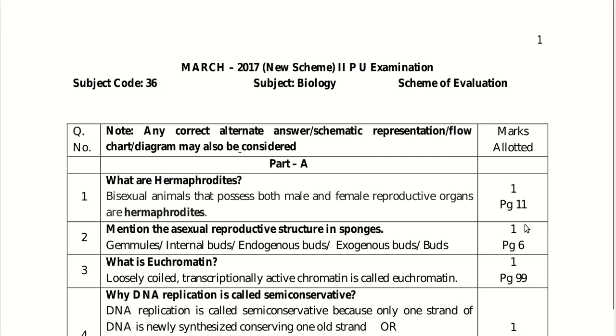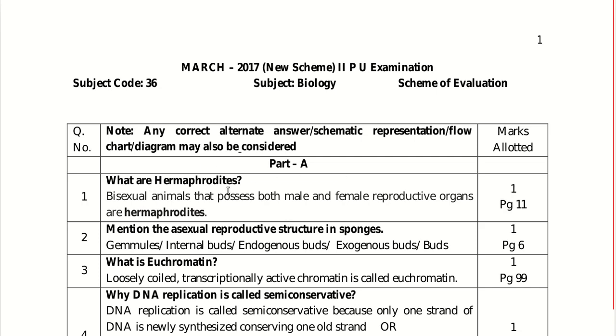Hi friends, today I wanted to discuss the March 2017 second PU Biology board examination of the PU Board, Government of Karnataka. There are questions as well as answers as per the scheme of evaluation. Part A consists of 10 questions of 1 mark each. So let us proceed with that.